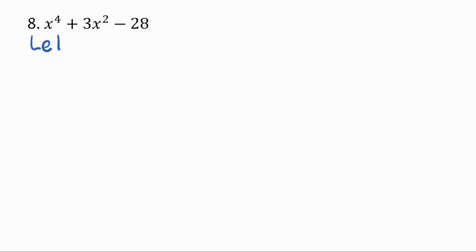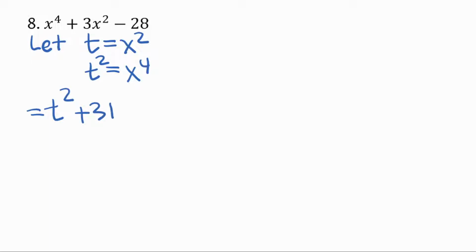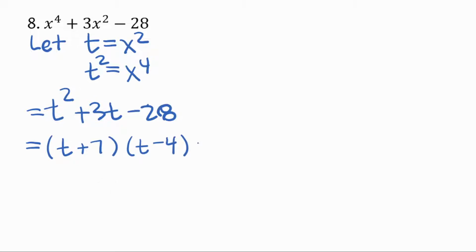So I'll just say recognize the situation, let t equal x squared. That would mean that x to the 4 would equal t to the 2. So I've got t squared plus 3t minus 28, or you could use u or a or whatever letter you like besides x. Okay, and then I know how to factor that. Two numbers that multiply to negative 28 and add to positive 3 would be positive 7 and negative 4. Okay, but we said t was x squared, so it would be x squared plus 7 times x squared minus 4.